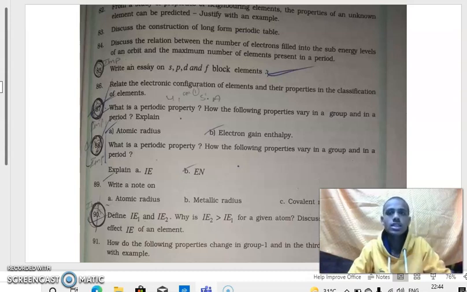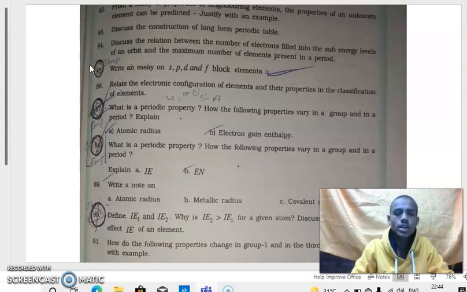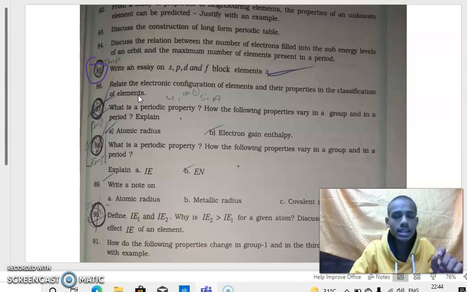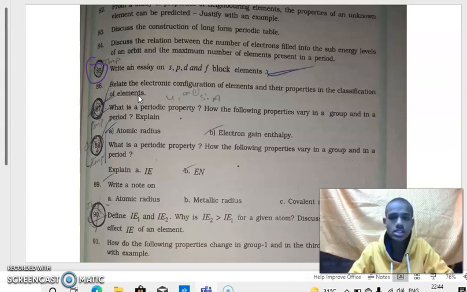And in third section, 2 into 8, 16. We need to attempt only 2 and each question carries 8 marks. So coming to our topic, in periodic properties, second lesson, periodic table and its properties. In second lesson, the important question is, write an essay on s, p, d and f block elements.